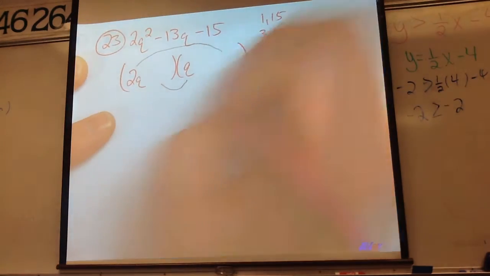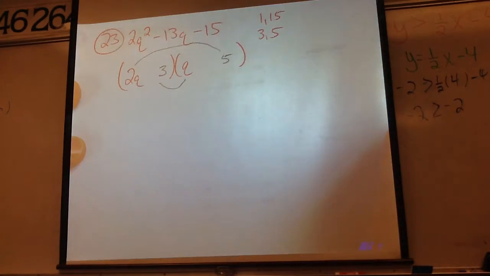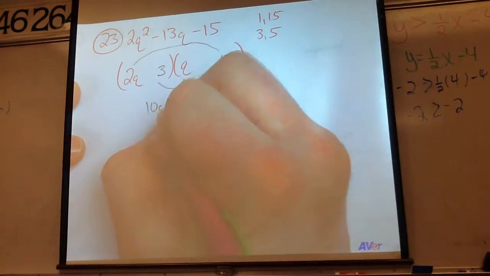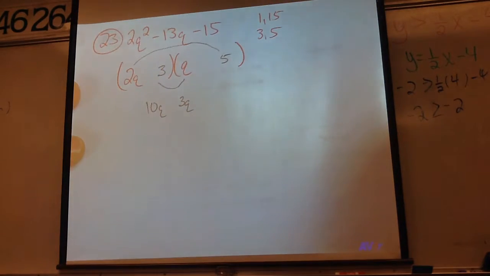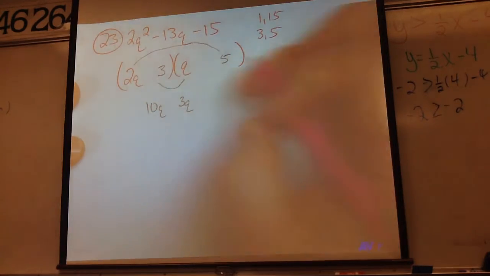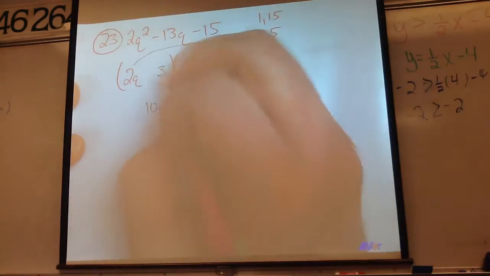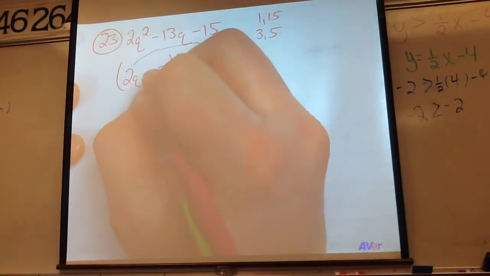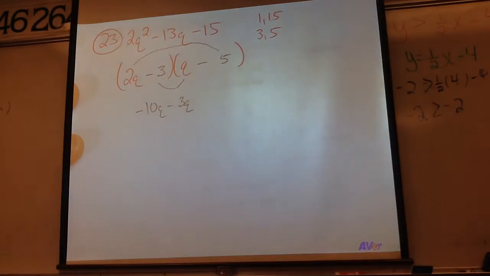So maybe it's like 3 and 5. 2 times 5 is 10Q. 3 times Q is 3Q. Will that work? Yeah, but you need the negative. How do I make negative 13 out of 10 and 3? You make one negative. Or you can make both of them negative. That would make negative 13. So that'd be negative 3 and negative 5. Does that work?